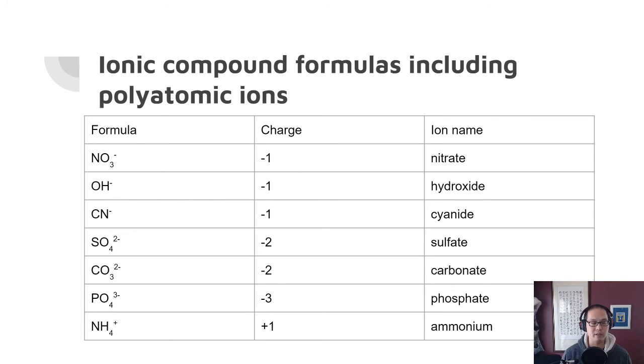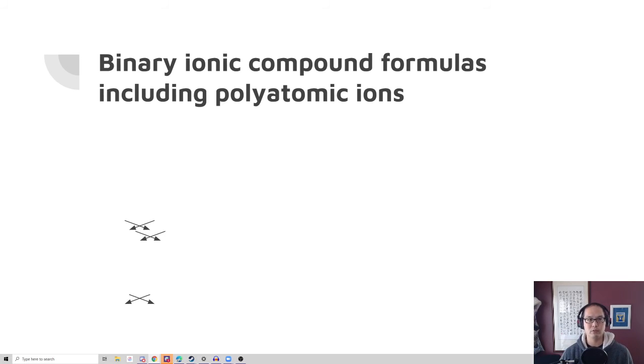These are the polyatomic ions you needed to memorize: NO3-, OH-, CN-, SO4 2-, CO3 2-, PO4 3-, NH4+. You can read the names yourself. These are the formulas and their charges of these polyatomic ions.